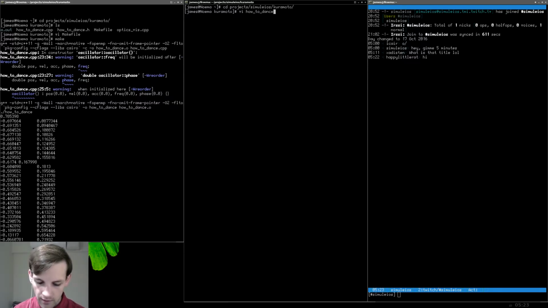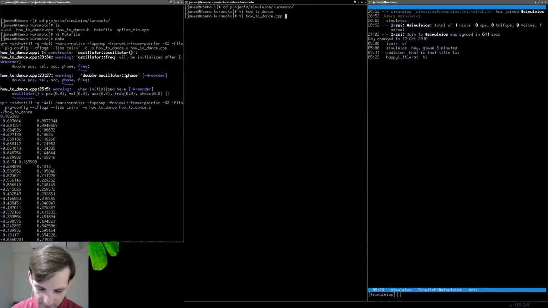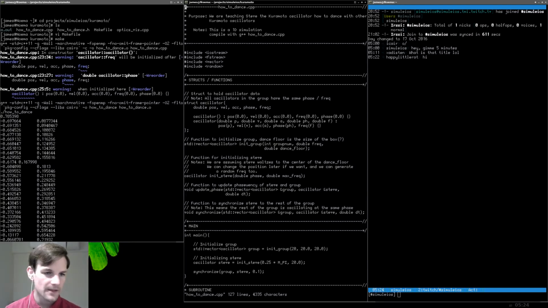So, we go into how to dance. Oh, that was the executable. We go to how to dance.cpp. There we go. Okay, so let's go ahead and fix these warnings. The first one is 23. And it says, warning, oscillator freq will be initialized after order. Will it? Let me see.